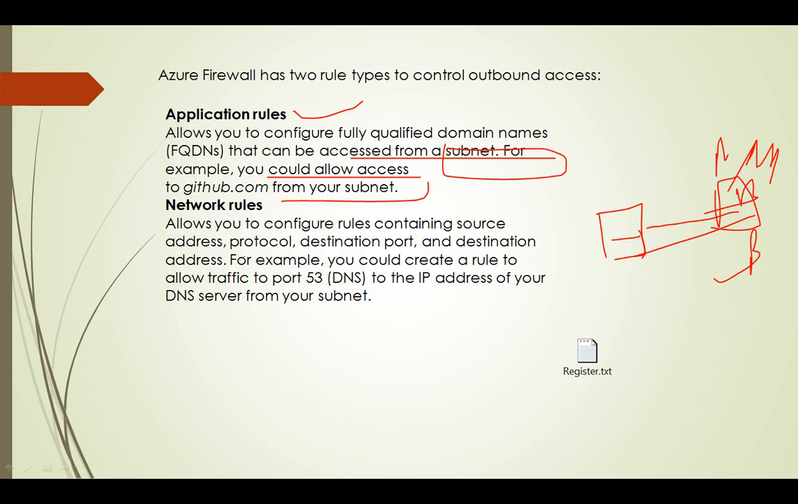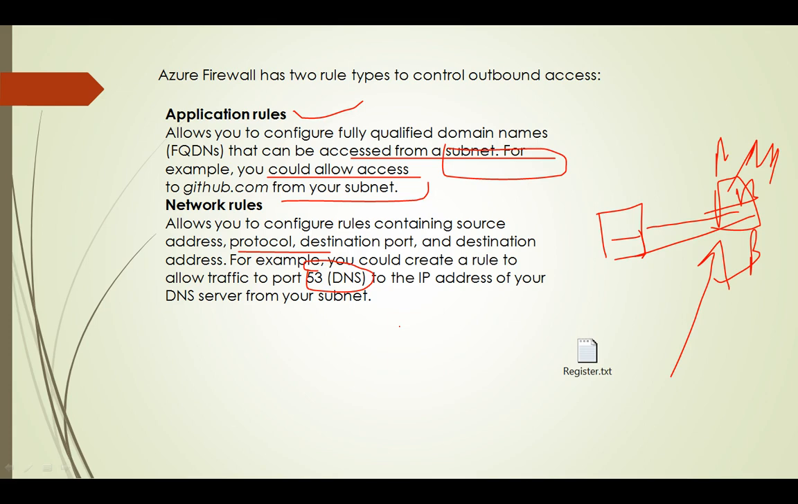We will test that. And network rules allow you to configure rules containing a source address. So we will put from which server or which network the request is coming for this GitHub website. We will have to allow the destination port and destination address. I will show you how to do it in this video. We will be allowing the DNS port number and its IP address, and I will show you how to do it.